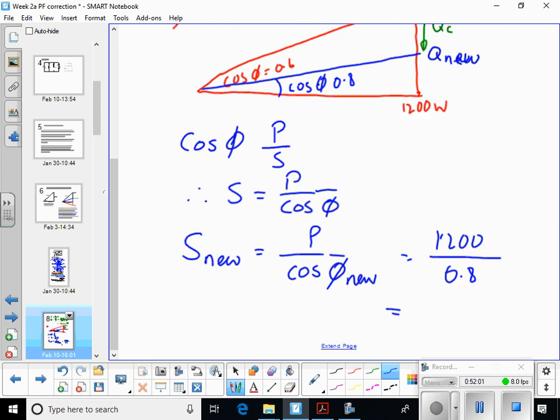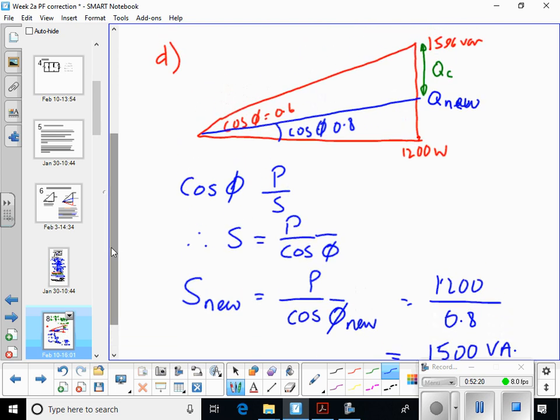So it equals 1200 over 0.8, 1500 VA. So we now know that this line, this is S new, and it equals 1500 VA.